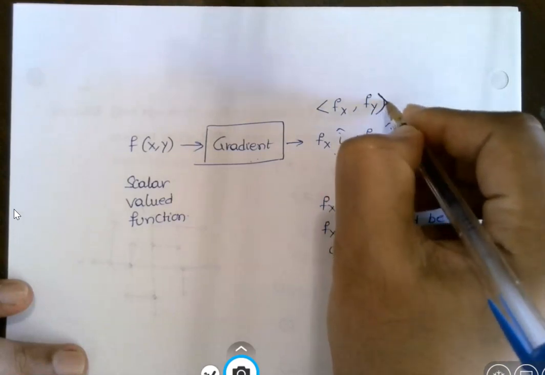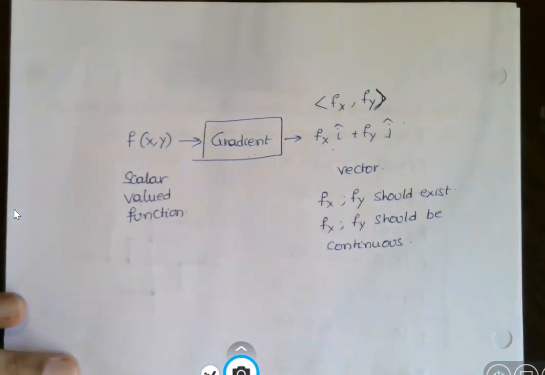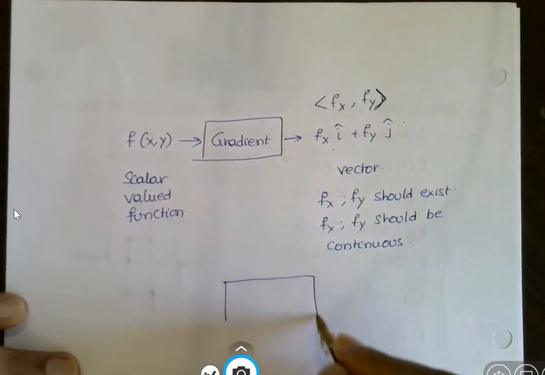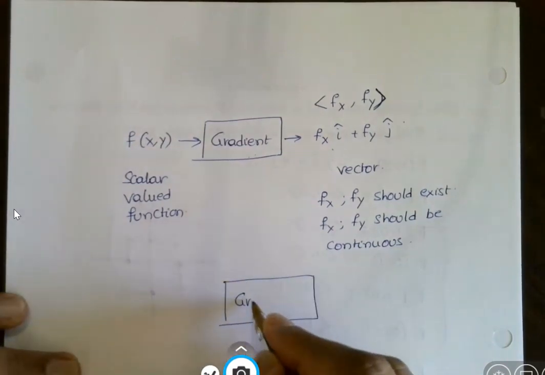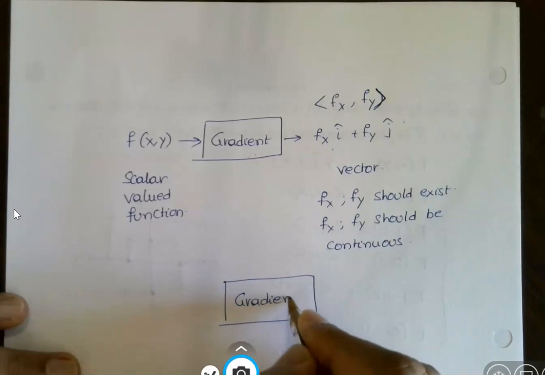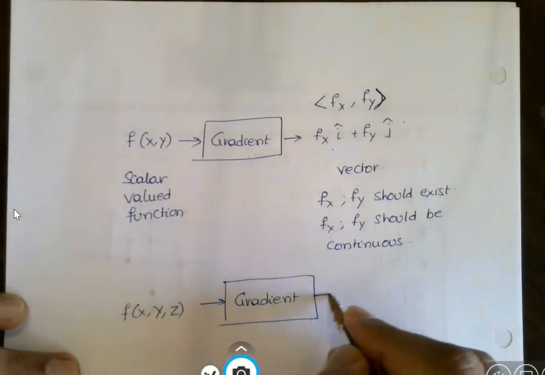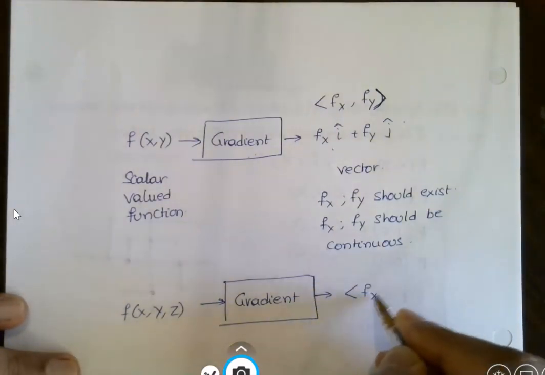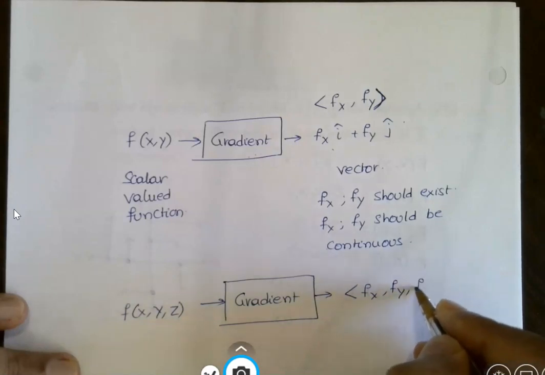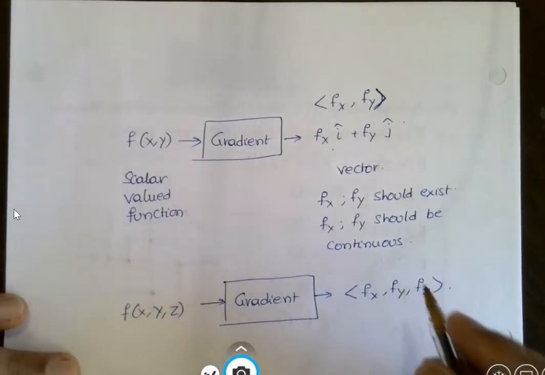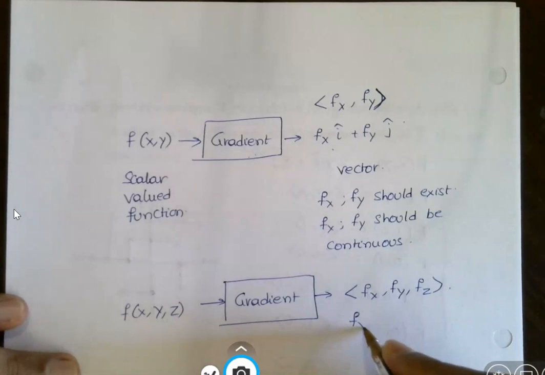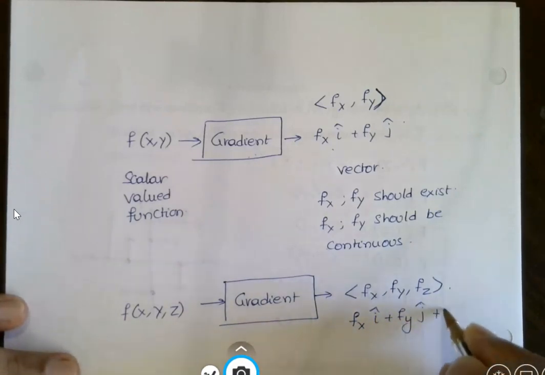Vector form. You can also input a scalar valued function of 3 variables. So for the gradient you can input f of x, y, z, and your output would be fx, fy, fz. You can write this as fx i plus fy j plus fz k. You can write it like that as well.